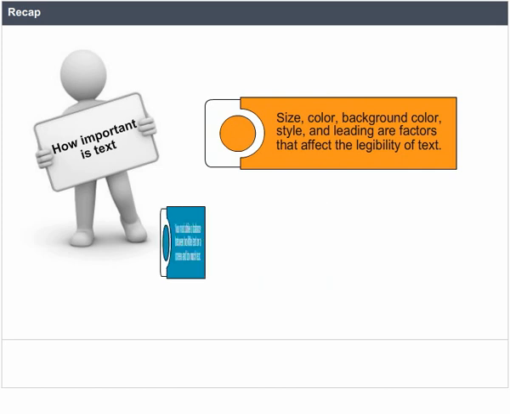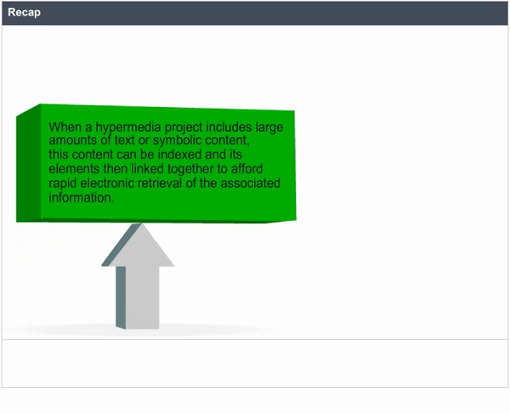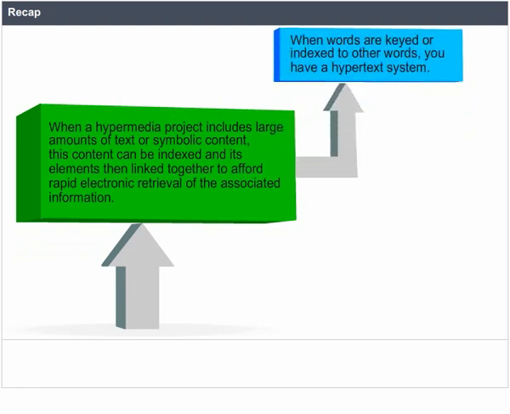When a hypermedia project includes large amounts of text or symbolic content, this content can be indexed and its elements then linked together to afford rapid electronic retrieval of the associated information. When words are keyed or indexed to other words, you have a hypertext system.